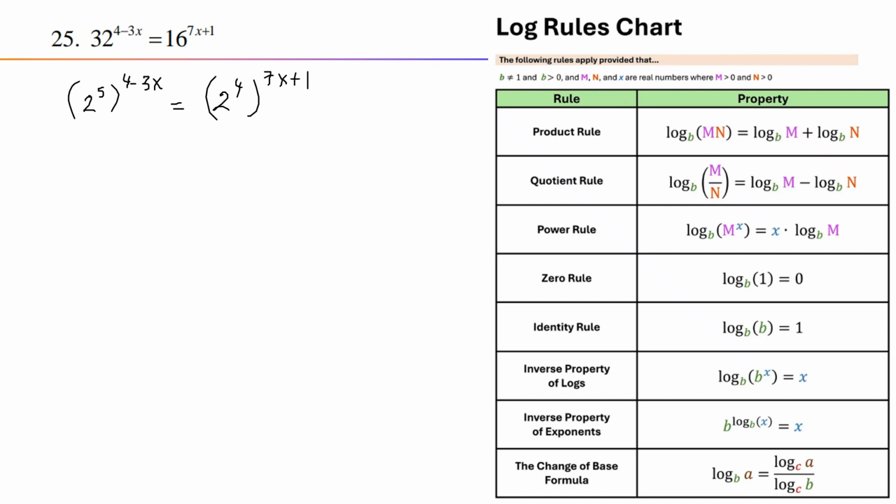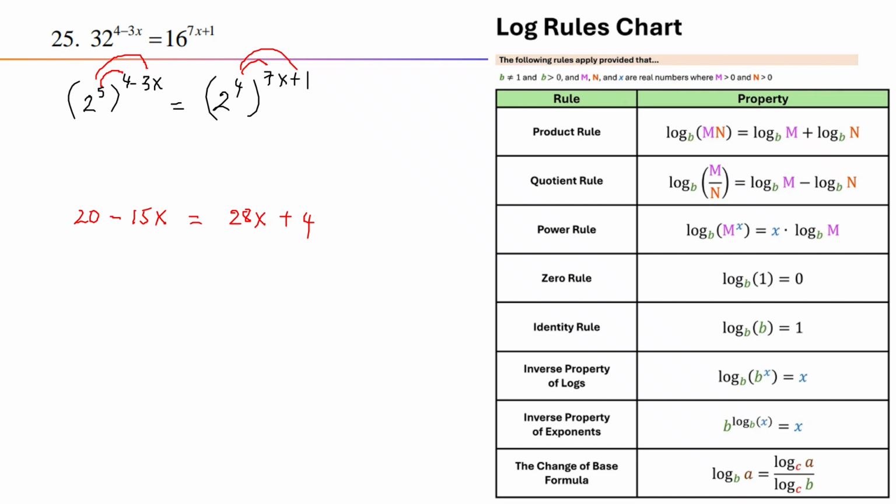Now we can skip another step, right? We just multiply this one and this one, we distribute it. And then we have 5 times 4 is 20. 5 times negative 3x is negative 15x equal 4 times 7x, 28x plus 4.